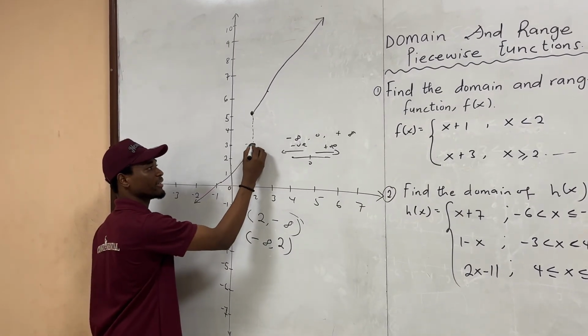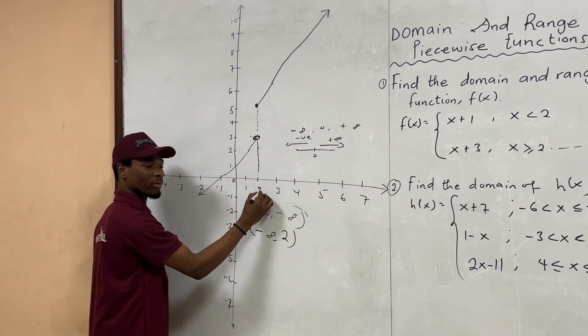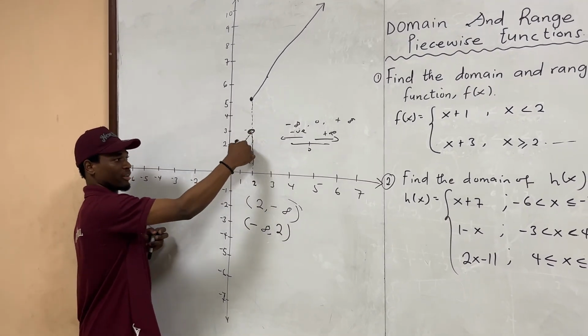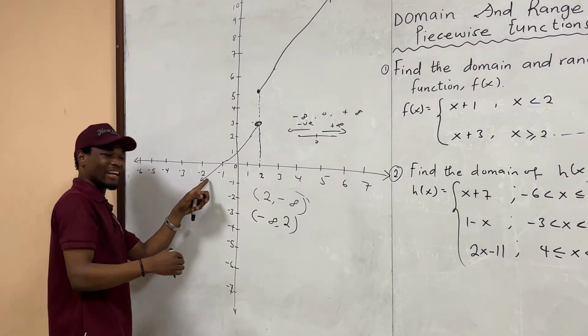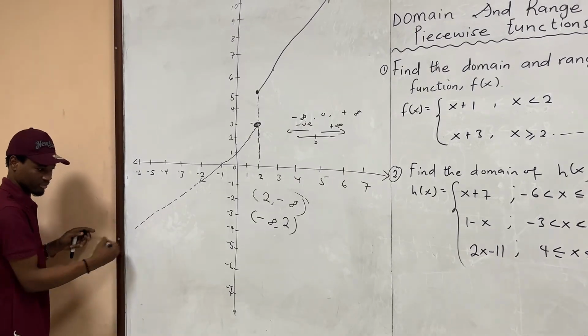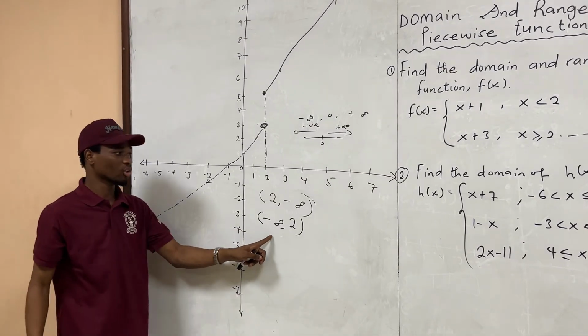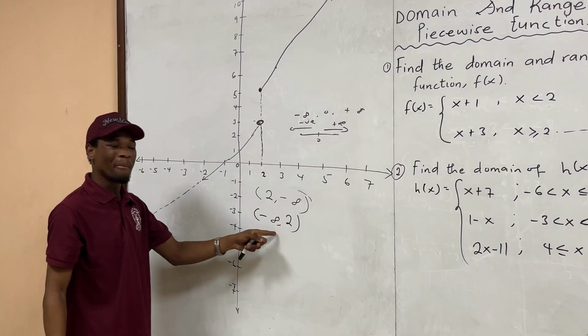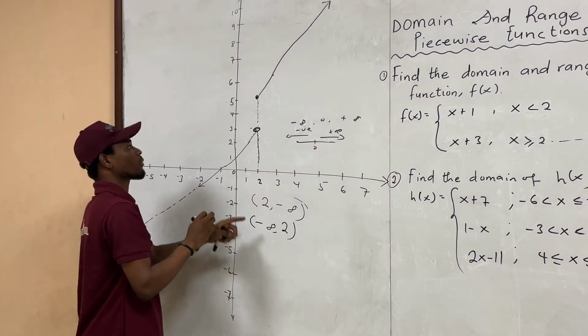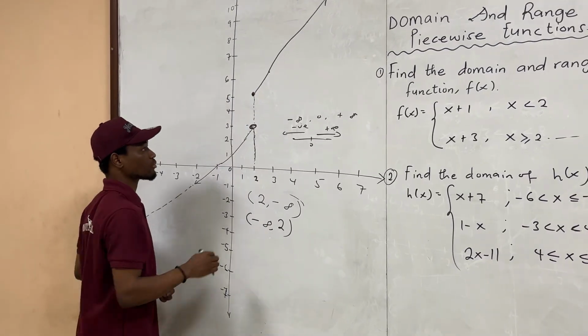So here, this is my 2, right? Then it goes this way, up to negative infinity. So this is the domain for this function only, right? Good. Now let's consider this.